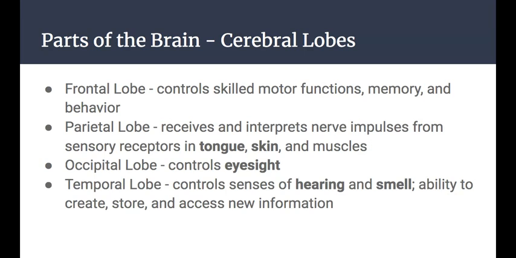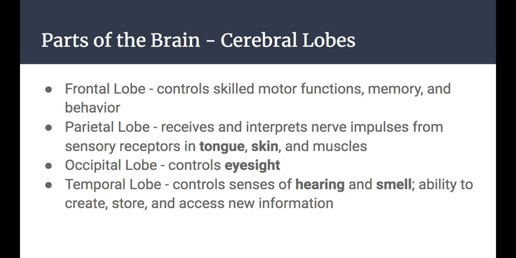So the different lobes, you definitely need to know what these control. The frontal lobe, I argue, is the most important. It controls motor skills, memory, and behavior. It also helps with your decision-making process, making the choices that you do make and how to proceed with those choices. Parietal is tongue and skin and muscles.